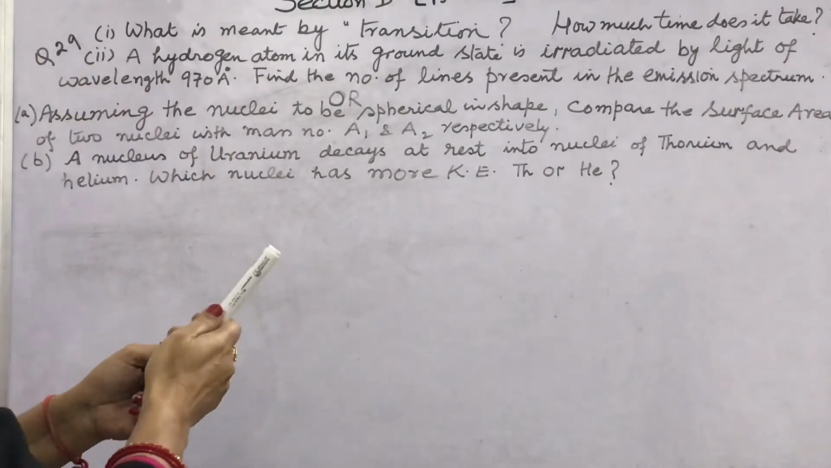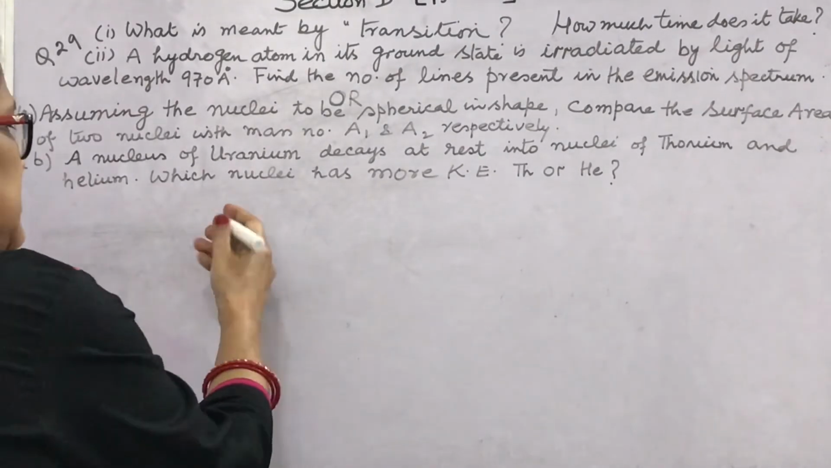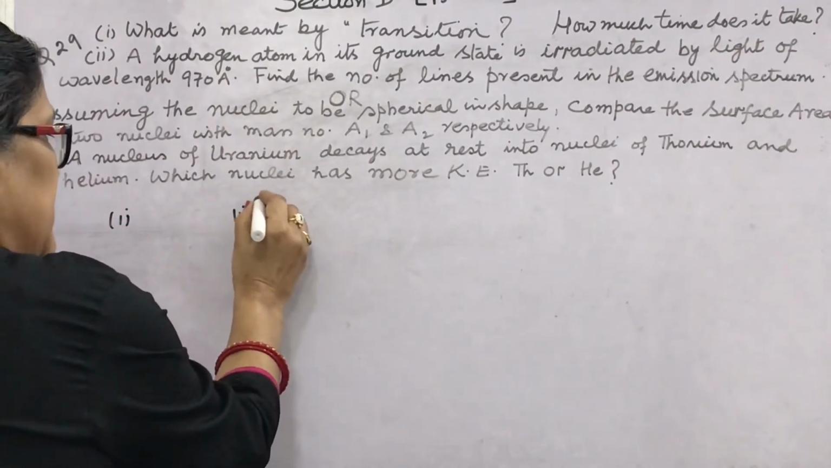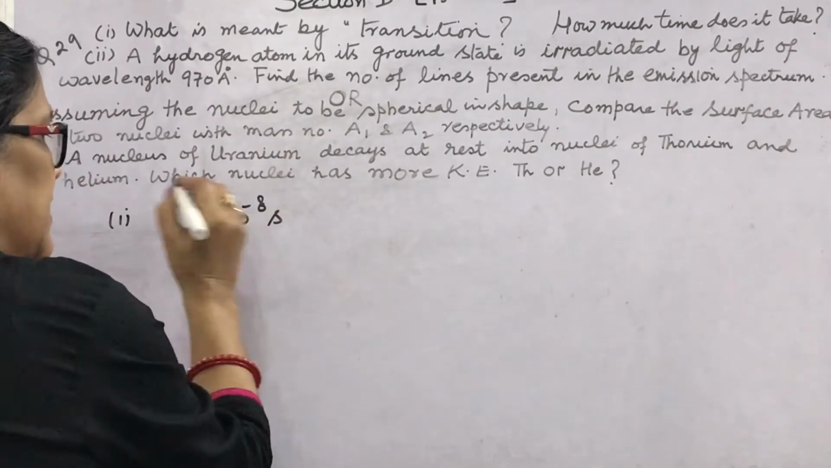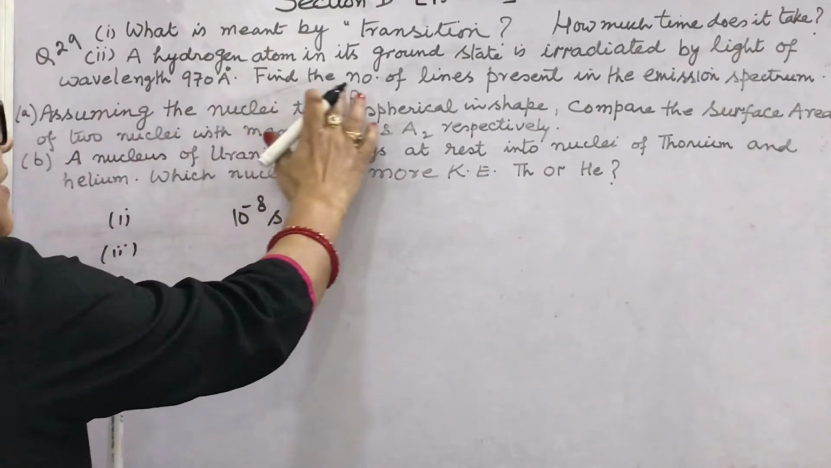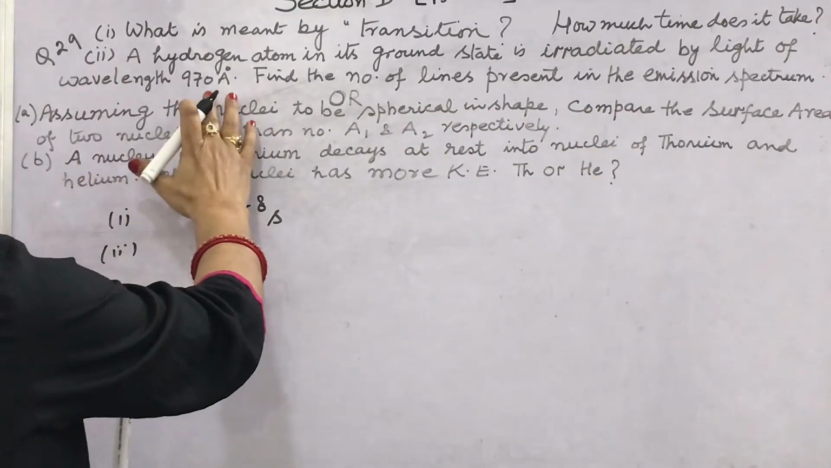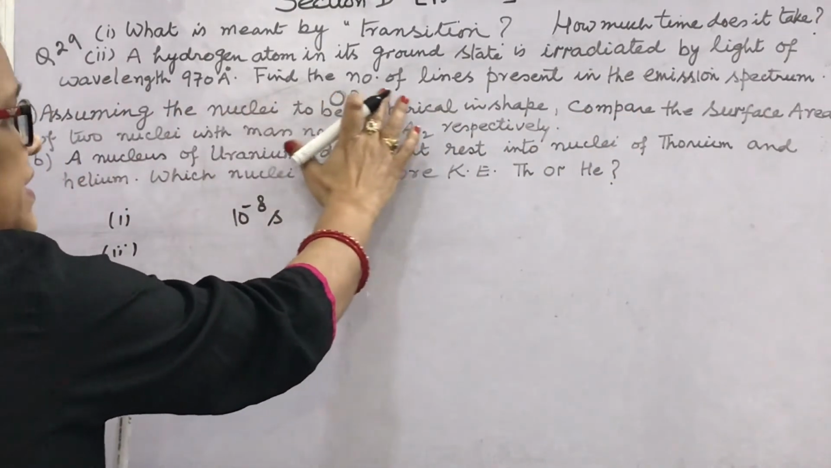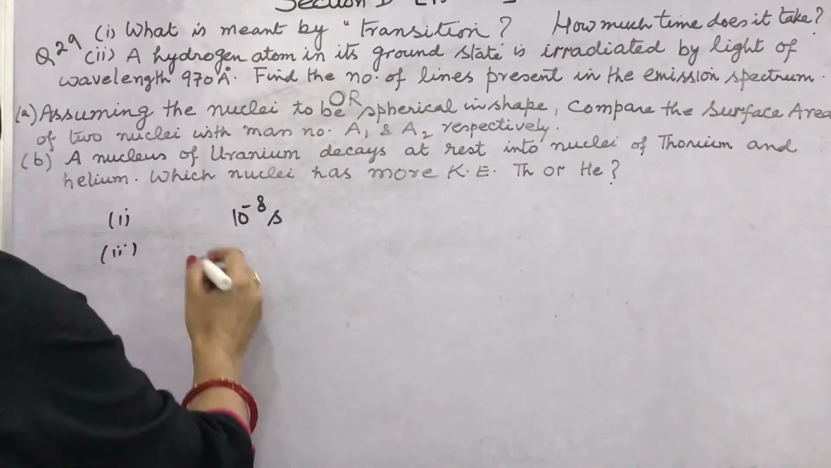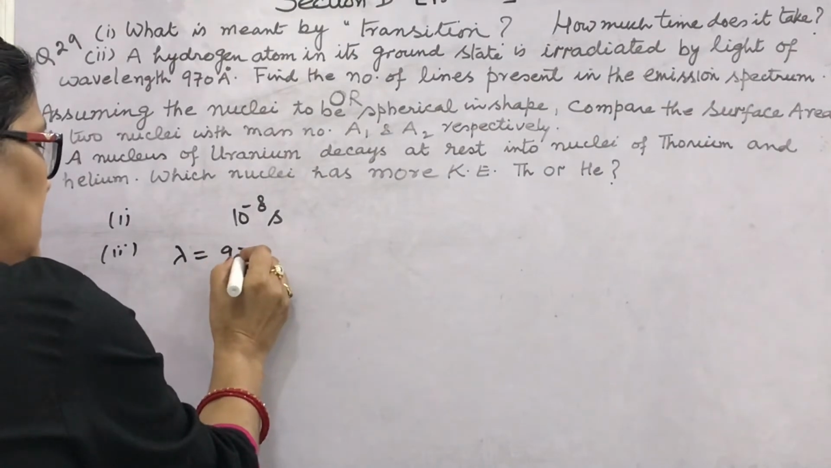Second part. In the first part we have seen what a transition is and the time it takes, 10 to the power minus 8 seconds. Second part: a hydrogen atom in its ground state is irradiated by light of wavelength 970 angstrom. Find the number of lines present in the emission spectrum. Lambda is given as 970 angstrom.